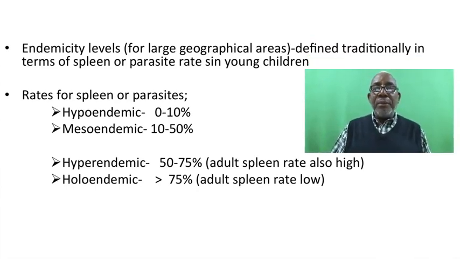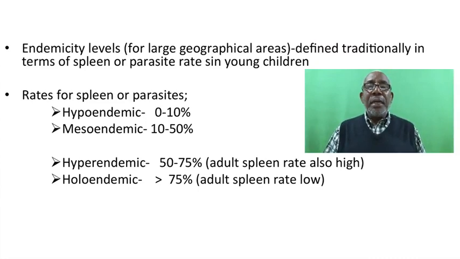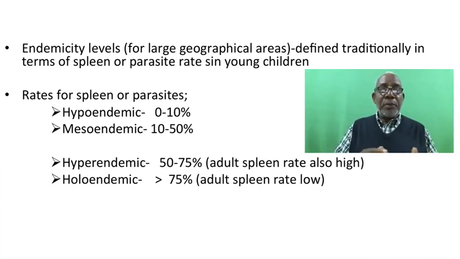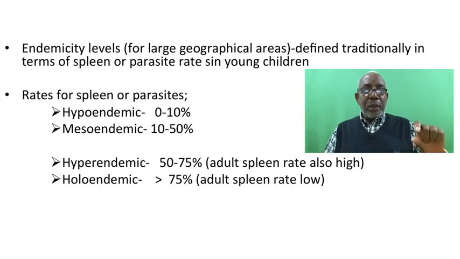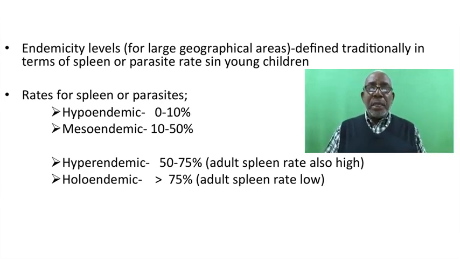Endemicity level, that is for large geographic areas, can be defined traditionally in terms of spleen and parasite rate in young children. And we have 4 classifications, but we normally refer to the first 2 as the low endemic, the hypoendemic and mesoendemic are the low endemic areas, and these are those areas with parasite rates of less than 50%. The high transmission areas, that is the hyperendemic and holoendemic, these are the areas which have high parasite rates over 75%.